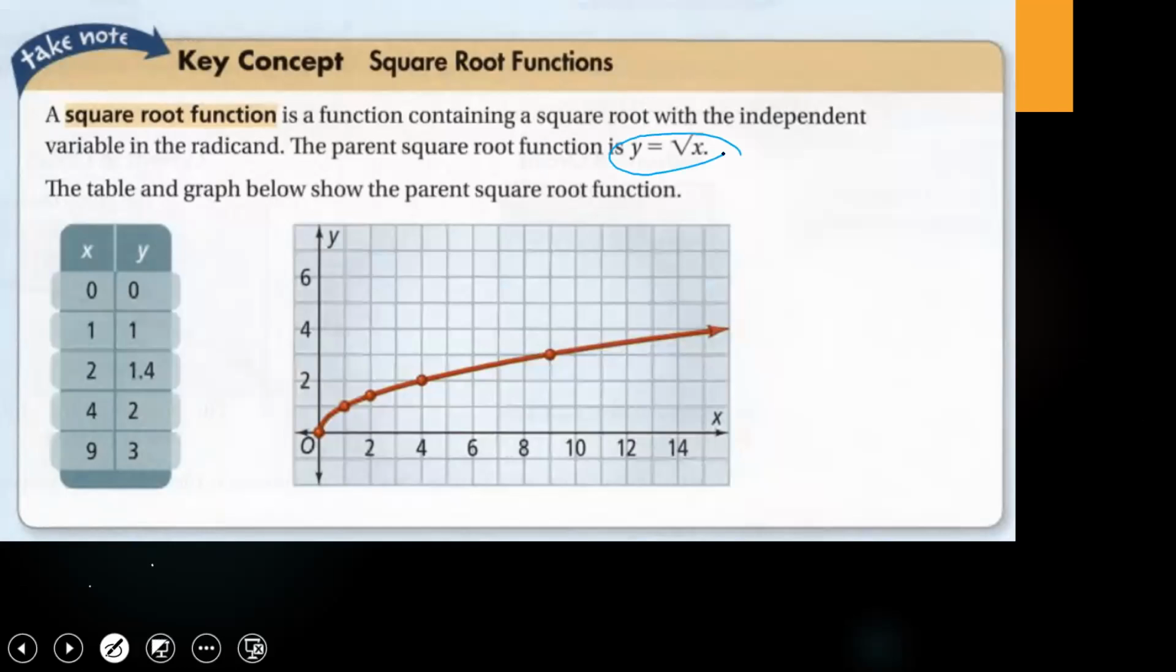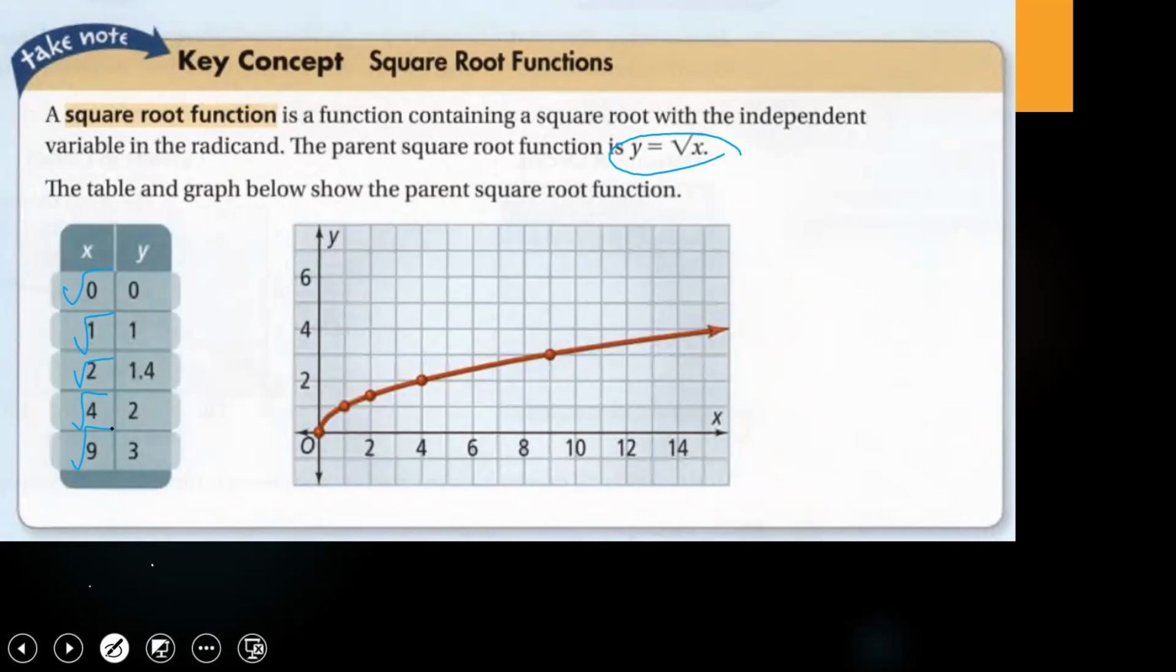We make a table with x values 0, 1, 2, 3, 4, 5, 6, 7, 8, and 9. Then we find the square root of each number. The square root of 0 is 0. The square root of 1 is 1. The square root of 2 is 1.4. The square root of 4 is 2. The square root of 9 is 3. So you put the numbers, you find the square root for them, and that will be y. Is it clear? That's the first step.